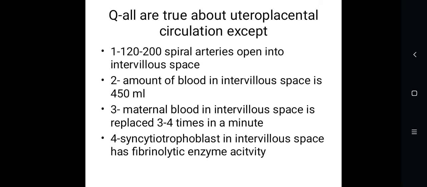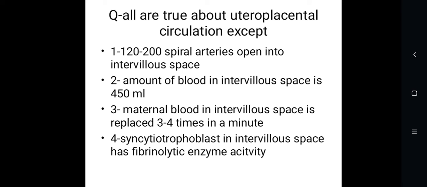All are true about uteroplacental circulation except. Uteroplacental circulation means from the maternal side to the placenta. There are 120 to 200 spiral arteries. They open into the intervillous space. This is true. The spiral arteries open into the intervillous space. Amount of blood in the intervillous space is 450 ml.